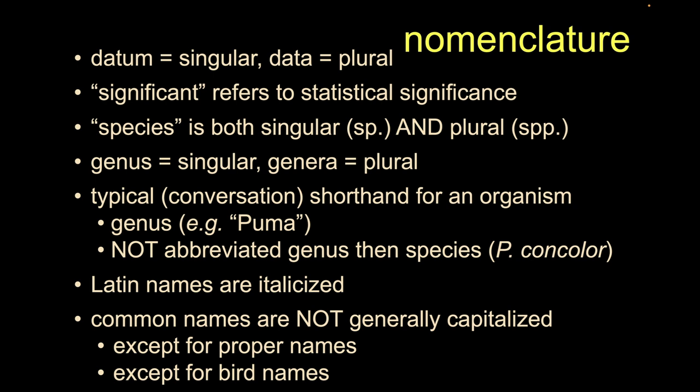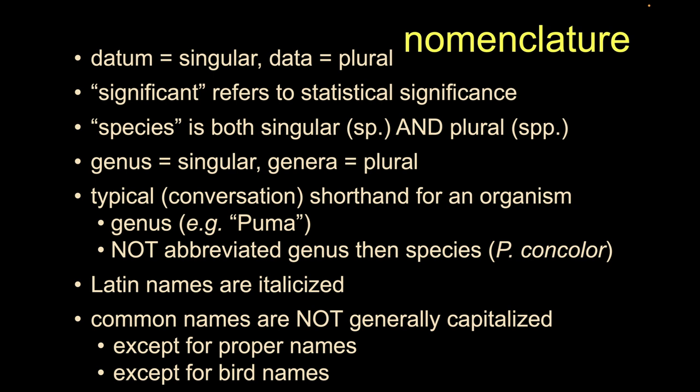Okay, so now this is super important. The typical conversational shorthand for an organism in ecology, so everybody pay attention, especially all you bio majors that have been contaminated by all these molecular biology people we have here. Organismal people, people who study things out in nature, we typically use the generic level, use the genus to describe something. So if we're talking about a species that we're working on, and we're not going to say the full species name, if we're just going to abbreviate it, we'll abbreviate it with just the genus. So with mountain lions, we would say Puma, right?